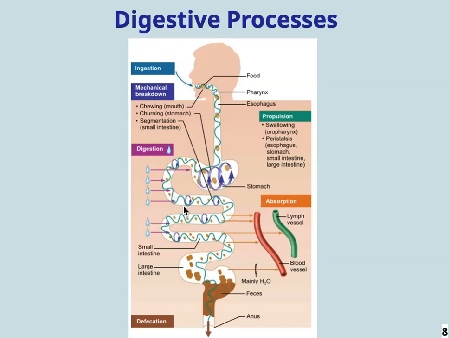Okay. And then we have absorption, which is basically the passage of those digestive fragments of food from the GI tract into the blood or lymph. Or in the case of fat, it's absorbed into lymphatic vessels. And at last, we have defecation, which is eliminating the indigestible substances via the anus in the form of feces. Okay, and that includes some of the fibers that we eat, like cellulose.